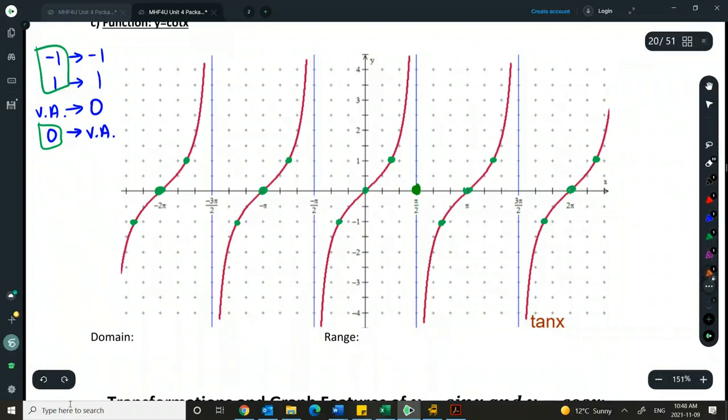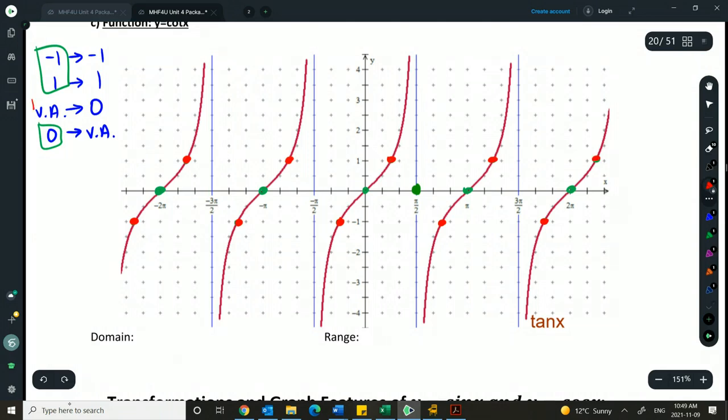All right, ones and negative ones stay the same. So you're going to mark off all the ones and negative ones and make sure that those stay the same. Those are going to be points on our reciprocal function, because when I reciprocal one and negative one, they stay as one and negative one.